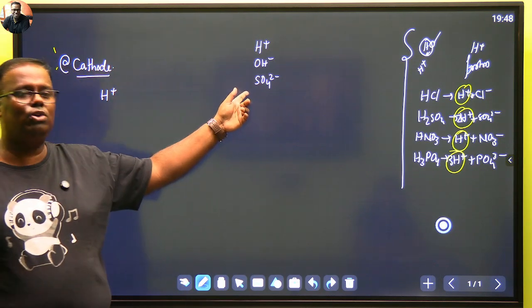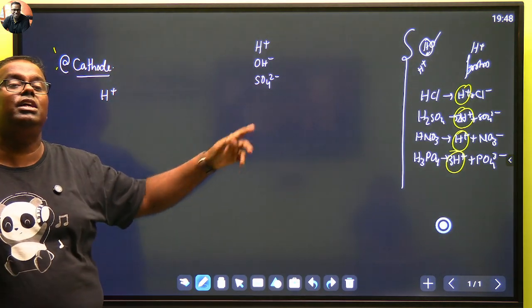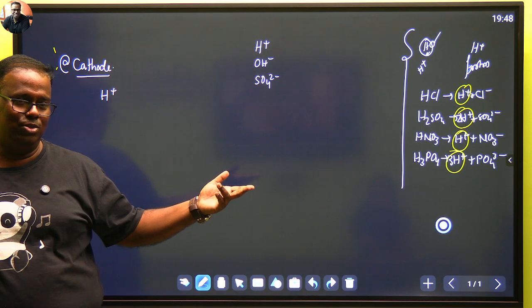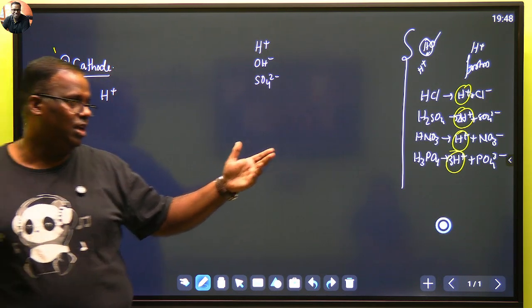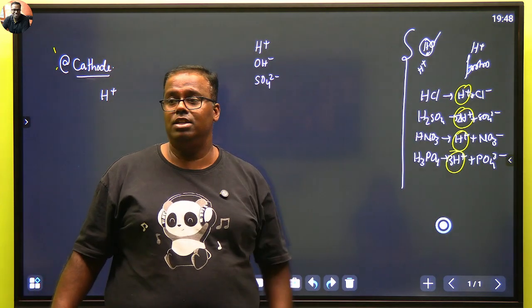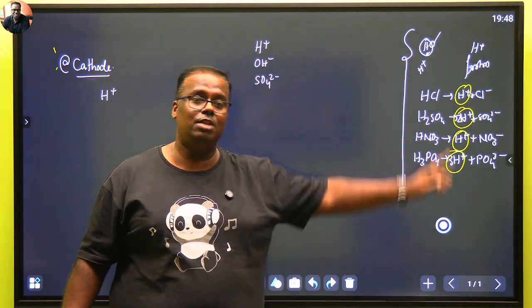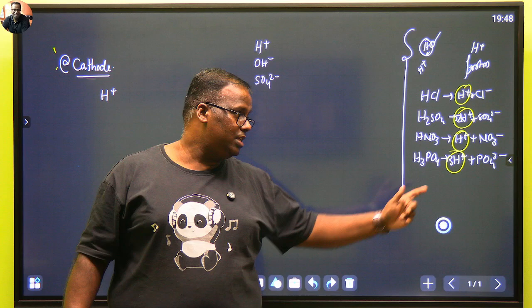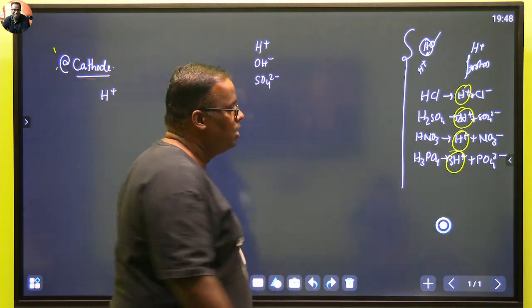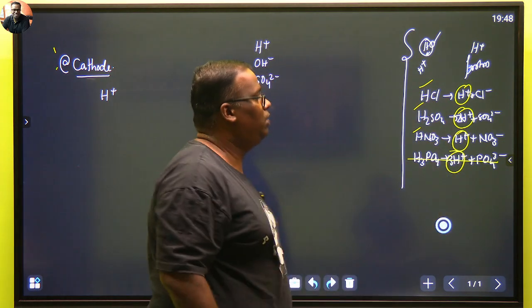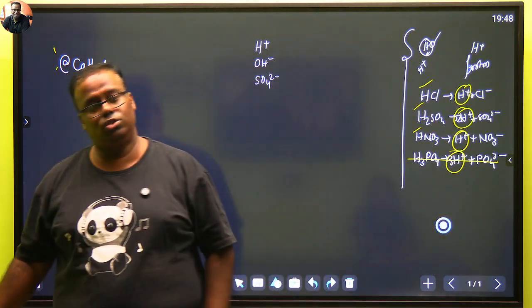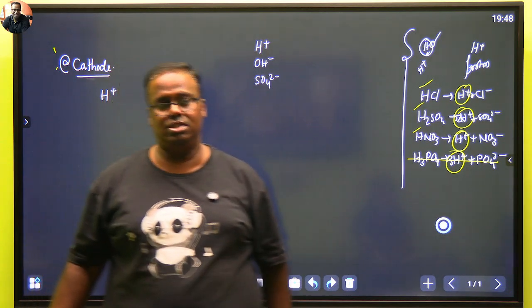This SO4 2 minus depends upon the type of acid that we are using. It's very interesting and very important. If it is a hydrochloric acid, instead of SO4 2 minus, I will get Cl minus. If it is nitric acid, I'll get NO3 minus. Cambridge does not discuss this acid. We will be discussing these three. सब में अलग-अलग चीज आएगा, उसको देखते हैं.